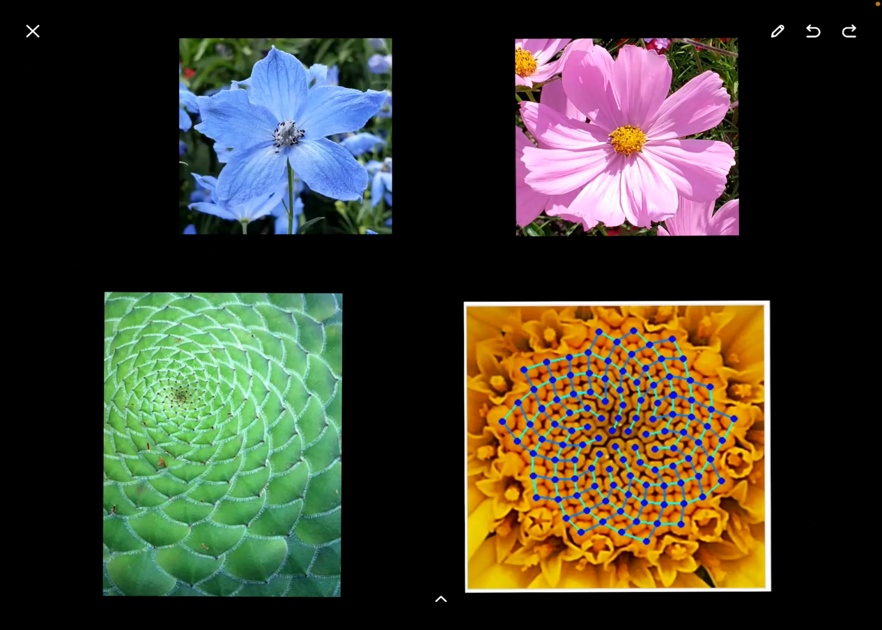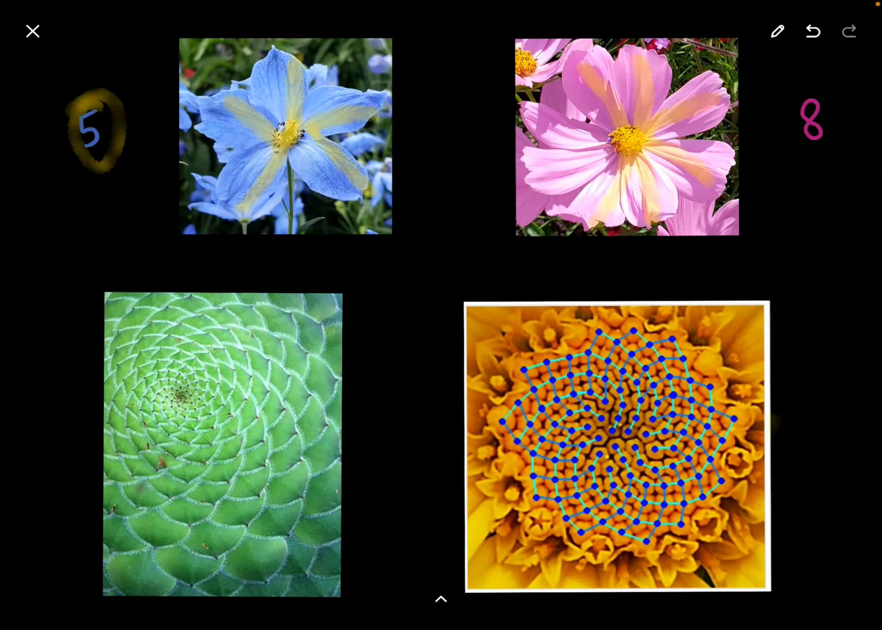The following problem is about the Fibonacci sequence. The Fibonacci numbers appear often in nature. For example, the number of petals on these flowers are the Fibonacci numbers 5 and 8. The leaf arrangement of this succulent plant has 13 clockwise spirals shown in yellow and 8 counterclockwise spirals shown in red. This yellow chamomile flower has 21 clockwise spirals shown in blue and 13 counterclockwise spirals shown in green, which are also consecutive Fibonacci numbers.